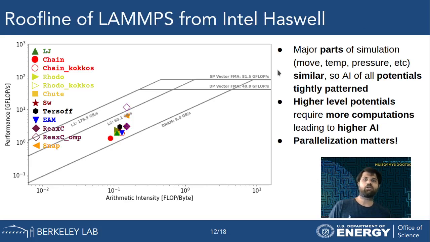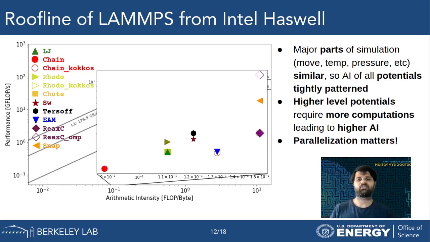With that being said, let's look at the roofline analysis of the molecular dynamics potentials that are used in LAMMPS on Intel's Haswell, which is a CPU. Immediately you can see that all these kernels are tightly clustered in a very tiny region. The reasoning being, most of the parts that are used for molecular dynamics, let's say for moving the atoms, for calculating the temperature, the pressure, etc., remain the same across any of the potentials used in this work. In order to understand the differences, we need to zoom into that region. And we can see that this is the spread between the different potentials that we have.